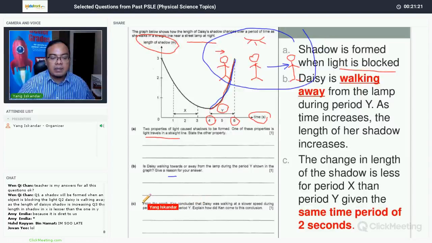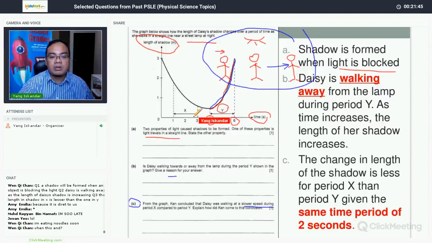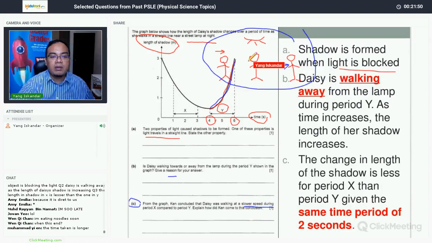All right, now part C. Part C is the tricky part, the killer part. Not many students can answer this correctly. Now let's take a look. From the graph, Ken concluded that Daisy was walking at a slower speed during period X compared to period Y. Explain how Ken came to this conclusion. Some of you are wondering, teacher, how does speed have to do with the graph? The graph only mentioned the shadow and the time. Nothing mentioned about how fast she is walking, right?